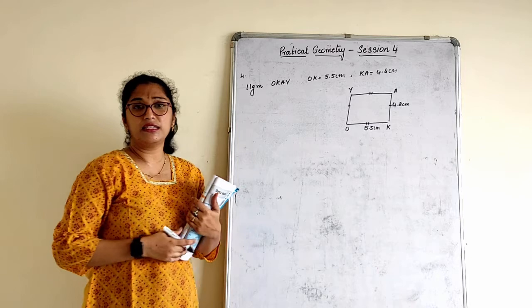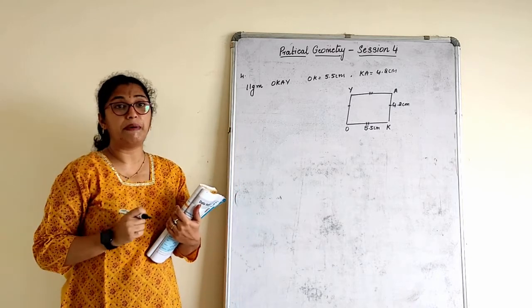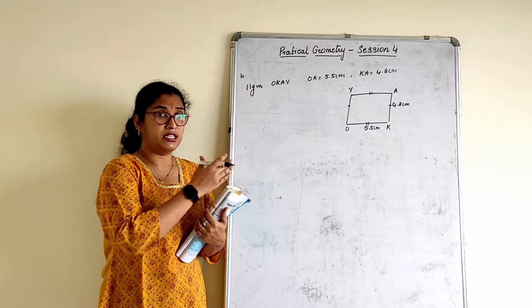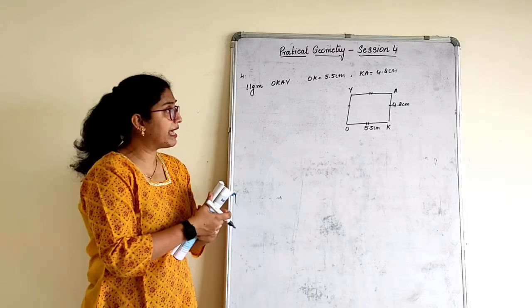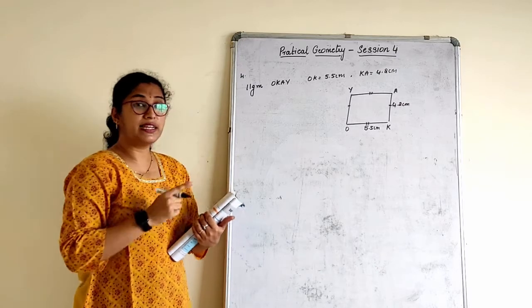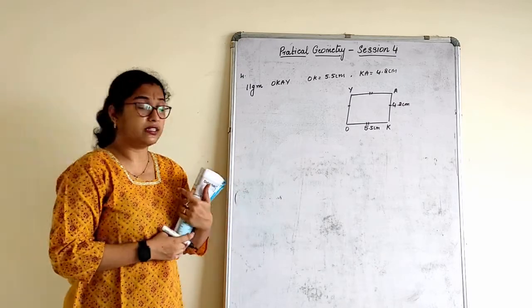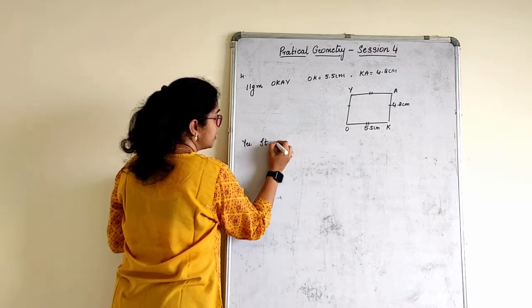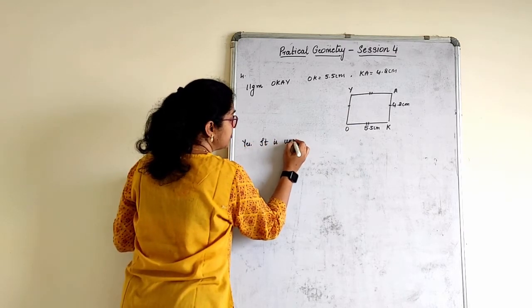How many parameters are given here, children? Only 4 parameters are given. Can we construct a quadrilateral, that is a special type of quadrilateral, a parallelogram, with only 4 parameters given? No, right? That is why they have asked us, is it unique? You will write yes. It is unique.